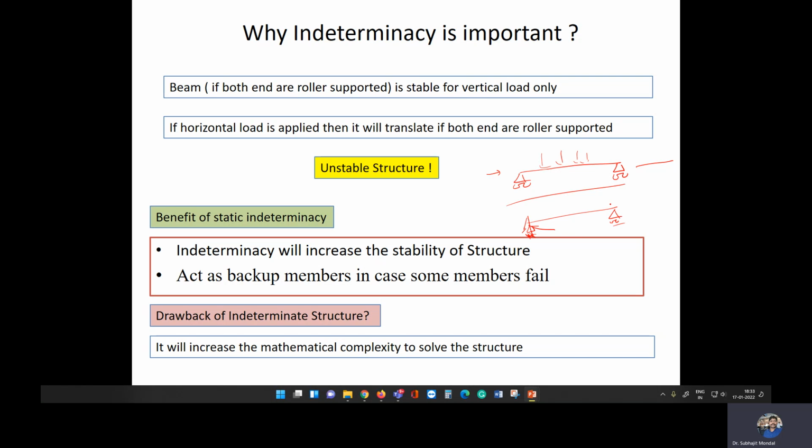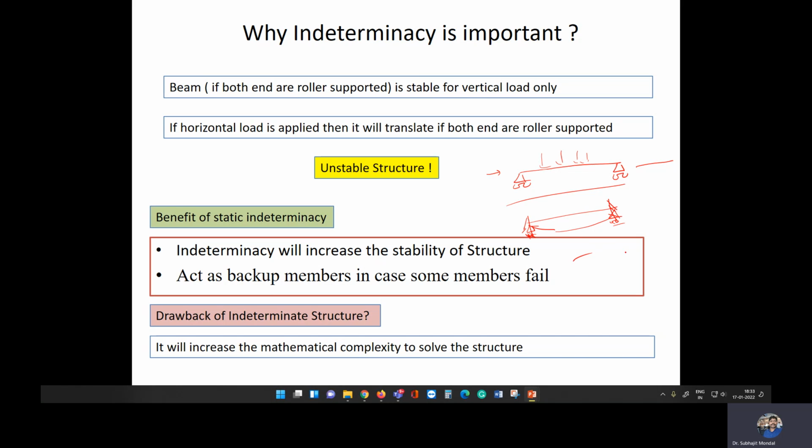Here you just see, once we increase the constraint, once we increase the indeterminacy, the structure is becoming more stable. Here also, if we make both ends fixed, you can see it is also becoming more stable. Basically, the importance of indeterminate structures is that a structure becomes more stable as the indeterminacy of the structure increases.